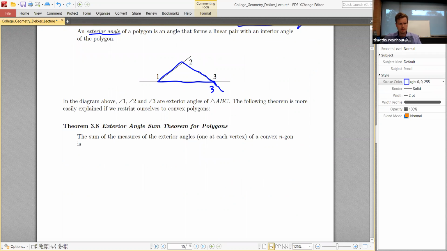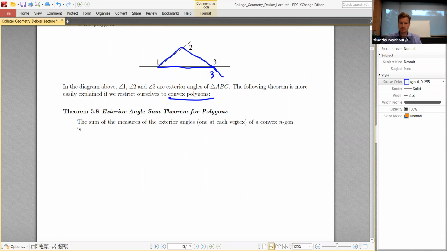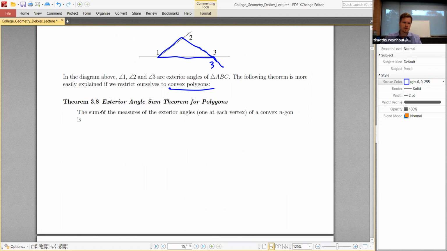All right. So if we restrict ourselves to convex polygons for this conversation, then this theorem is a little bit easier to talk about. This theorem gives the sum of the exterior angles for a polygon. And again, we'll look at a proof where it's just convex.